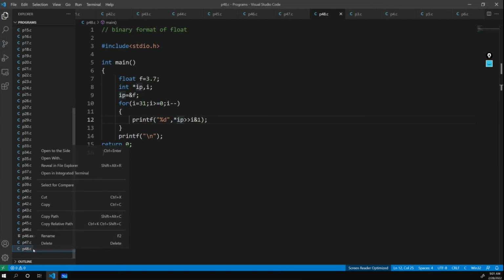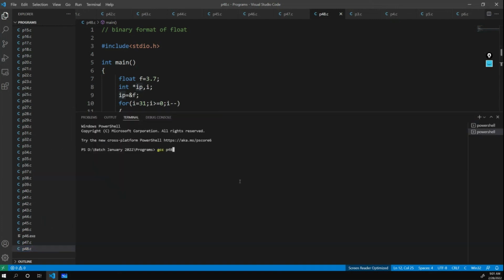So now I will run this code. My output here is 0, then 1, 0, 0, 0, 0, 0, 0. This is my exponent portion. Then 1, 1, 0, 1, 1, 0. Then 0, 1, 1, 0 continuously repeating: 0, 1, 1, 0, 0, 1, 1, 0, 0, 1, 1, 0, 0, 1, 1, 0, 1.